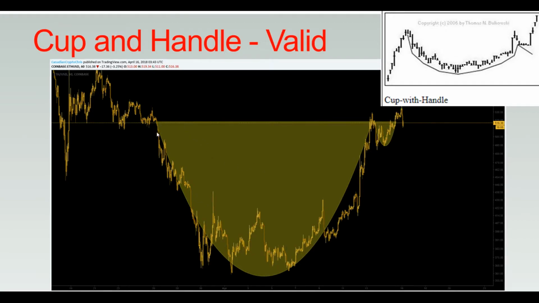Here's another one that's valid. A big, nice rounded bottom, and then a little bottom here for the handle, and then it's gone. The more it fits a rounded bottom, the more accurate and clear a signal it is.